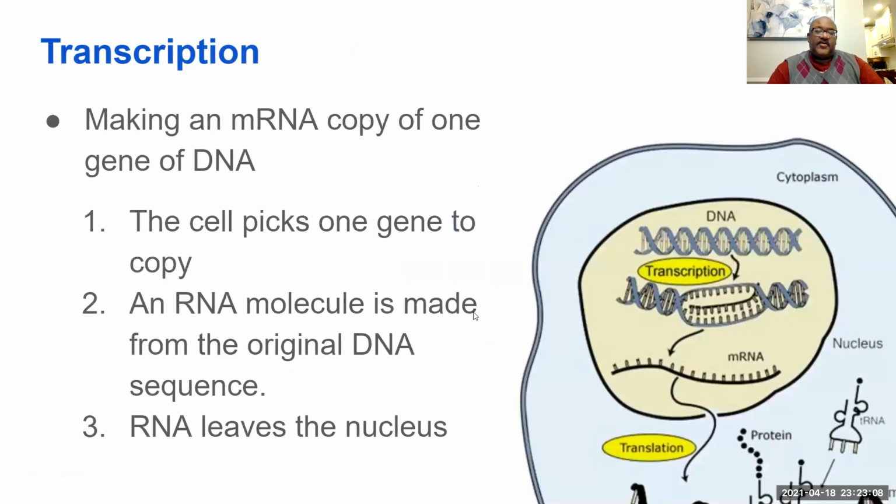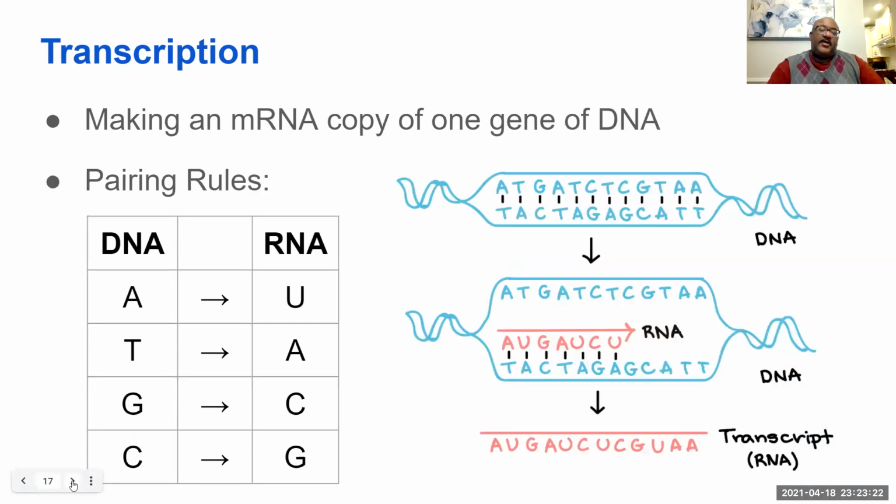Transcription is making an mRNA copy of DNA. The cell picks one gene to copy, and an RNA molecule is made from the unique DNA sequence. RNA then leaves the nucleus, like I was saying before. Transcription makes the copy. You already know the pairing rules, so this should be easy.